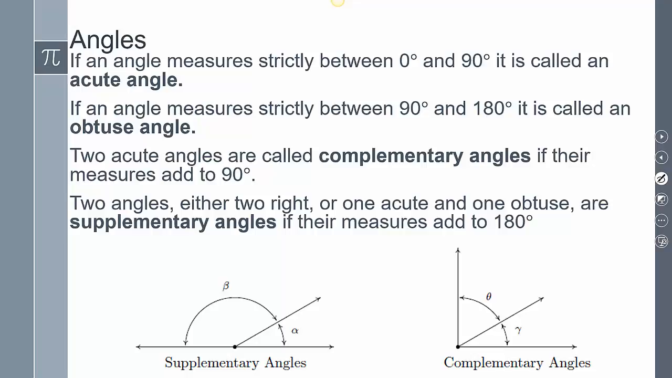So notice this angle here and this angle here, added together they gave me this 90 degrees here. So we would say that those angles are complementary. And so I would say theta plus gamma equals 90 degrees. Now if two angles, or one being acute and one being obtuse, or two right angles, etc., we'll say that they're supplementary if their measures add to 180 degrees. So that means that alpha plus beta in this instance is going to equal 180 degrees. So supplementary, or they are the supplements of each other if it's 180, complements of each other if they add to 90.